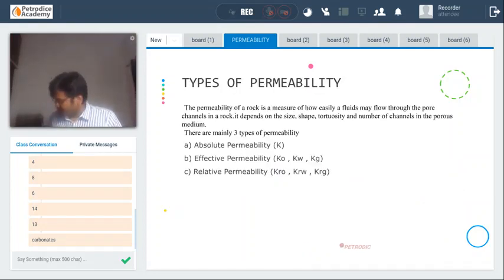So let's go to the next concept, guys. That is the types of permeability. With this particular concept, we will stop the class. So do write it. Types of permeability.